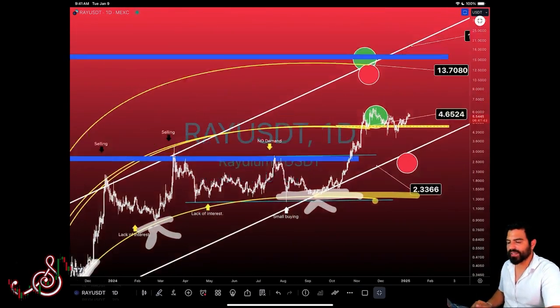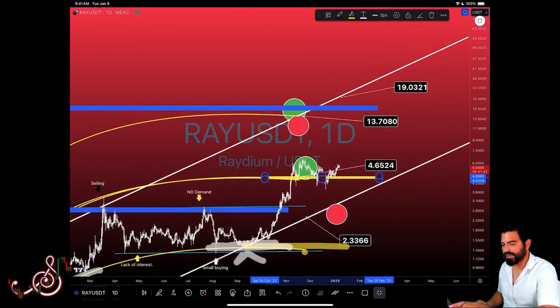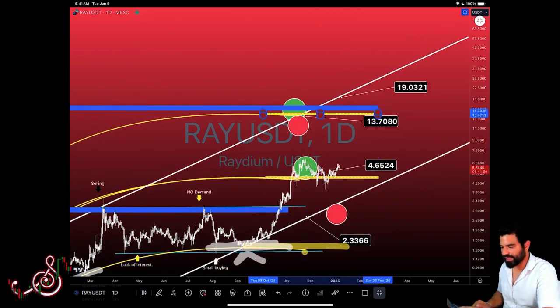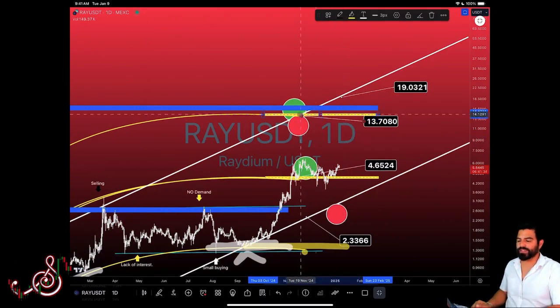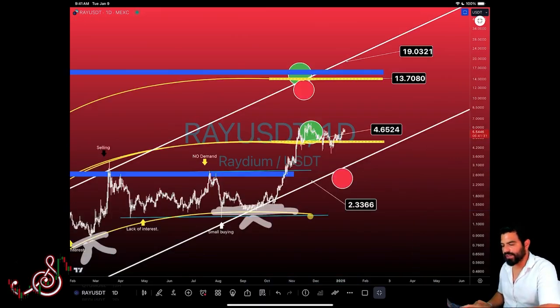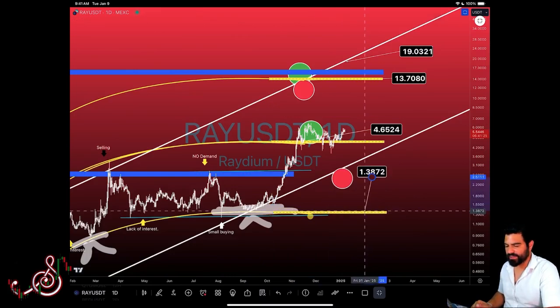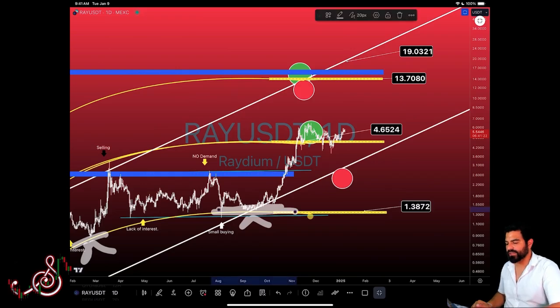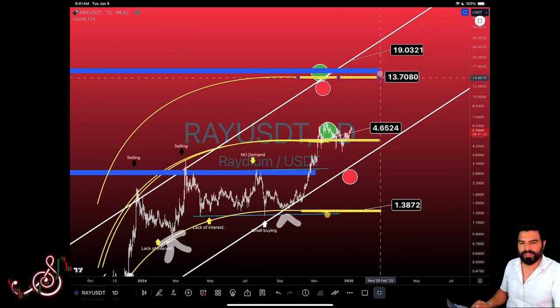So Ray is supposed to be hitting closer to $13. I'm going to bring this out where it levels out. It's somewhere about $13.70. If it falls, it's also going to fall to where the parabolic levels out, and it should be, in this case, $1.38. So these are some of the easy ways we can find some of the biggest numbers.